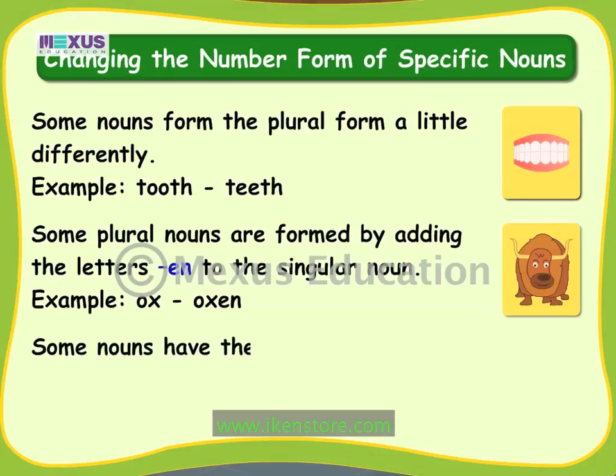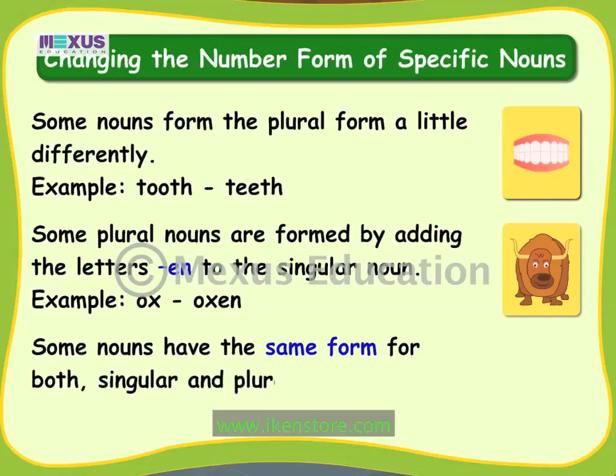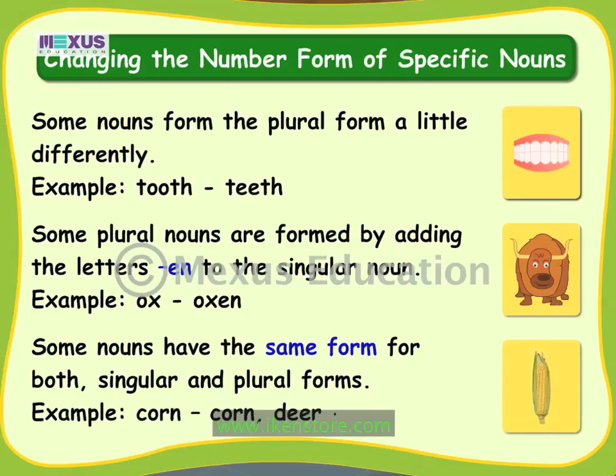Some nouns have the same form for both singular and plural forms. Nouns such as corn and deer have the same form for both singular and plural forms.